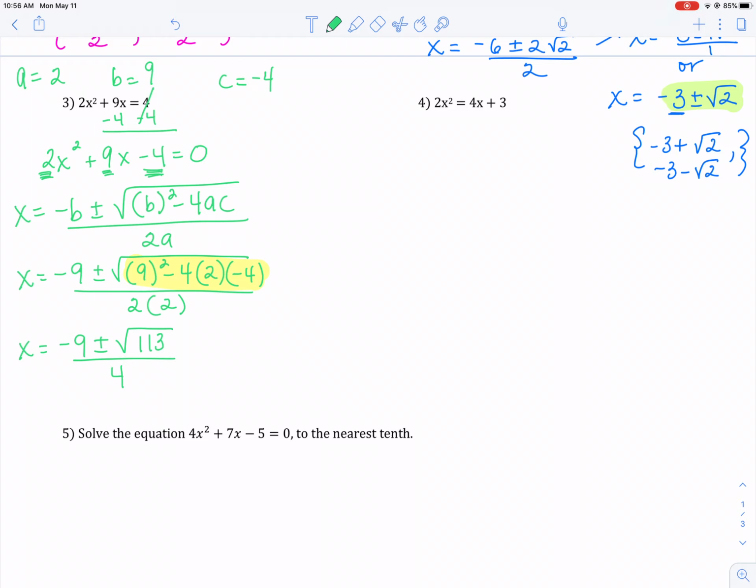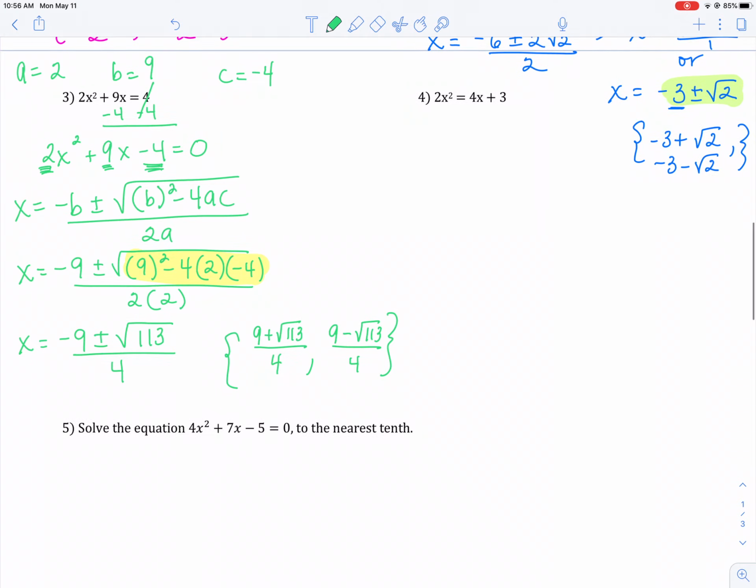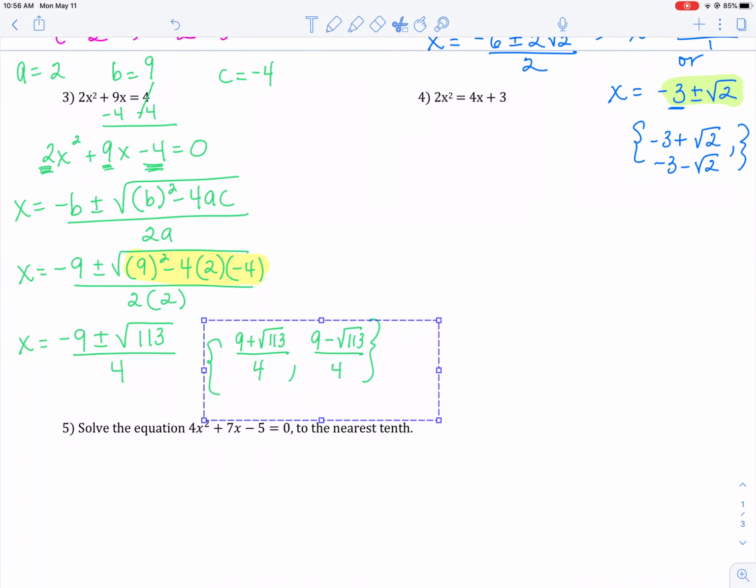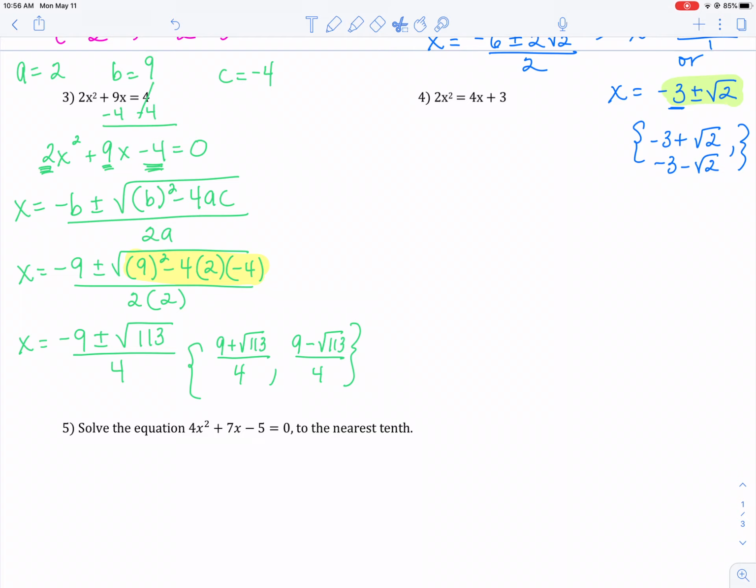The good news is you're done. There's 2 answers here. 9 plus radical 113 over 4 and 9 minus radical 113 over 4. Those are your 2 answers. Okay, you could technically leave it like this.